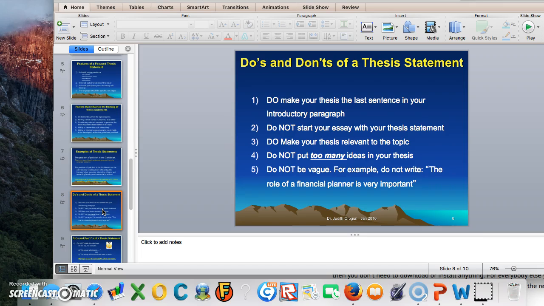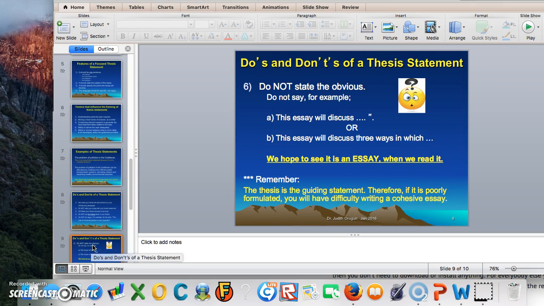I also want to remind you not to be vague. For example, do not say, the role of a financial planner is very important. Really? What you consider very important may not be very important to me. However, if you specify exactly what you're going to say the role of a financial planner is, then I will have to work with that.